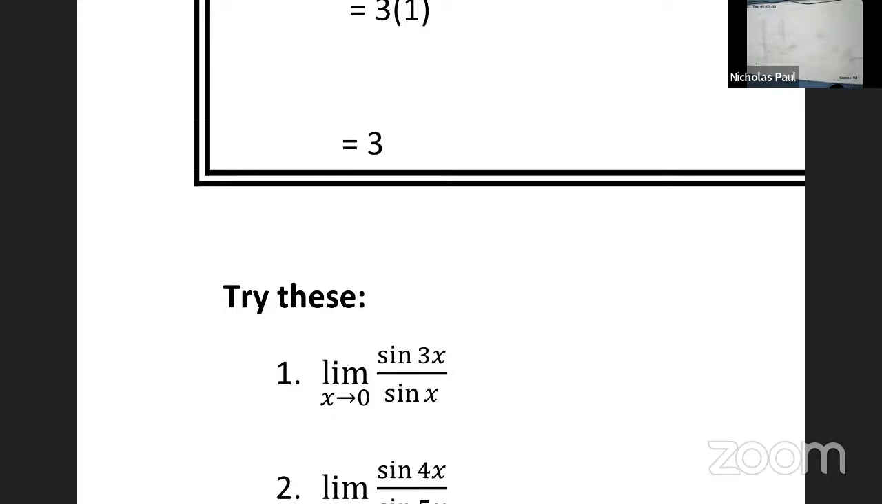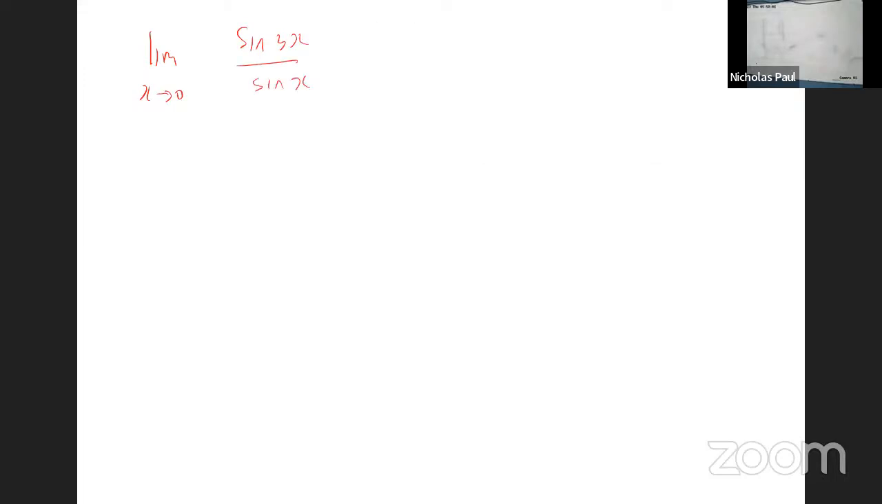After a while, you can do this in like 2 lines, but I am going to do all the steps to get it. For you to use the rule, it must be sine 3x on 3x. For you to use the rule, you must have sine x on x. So if you look here, I am going to write out all the steps.